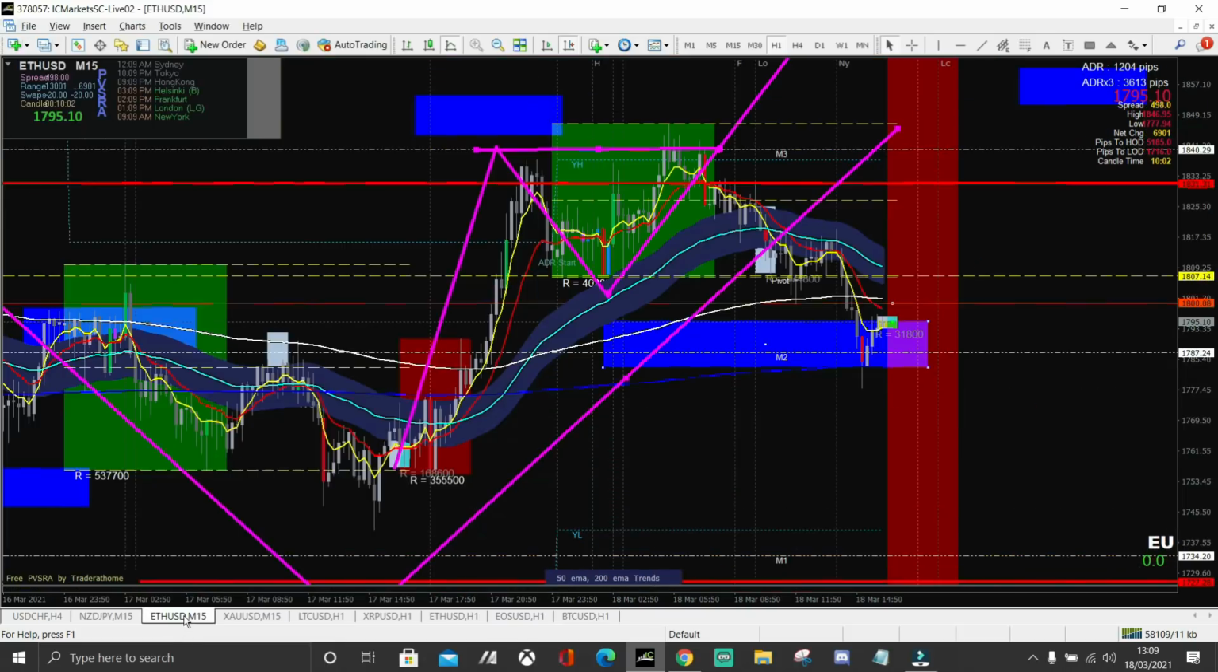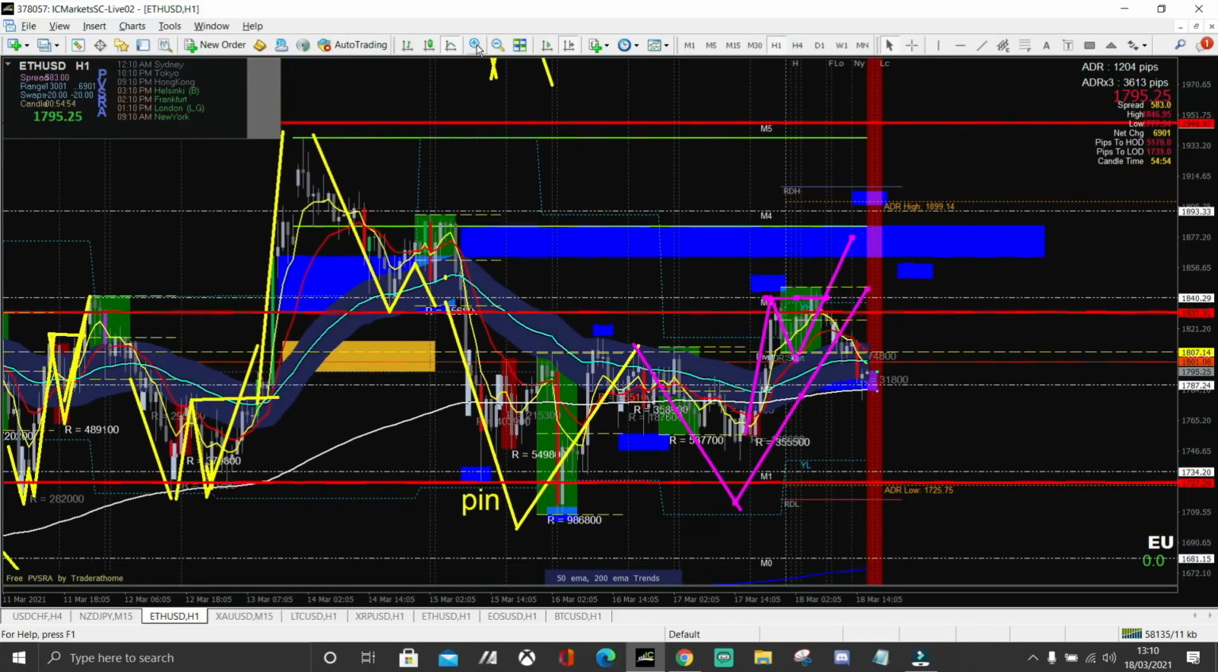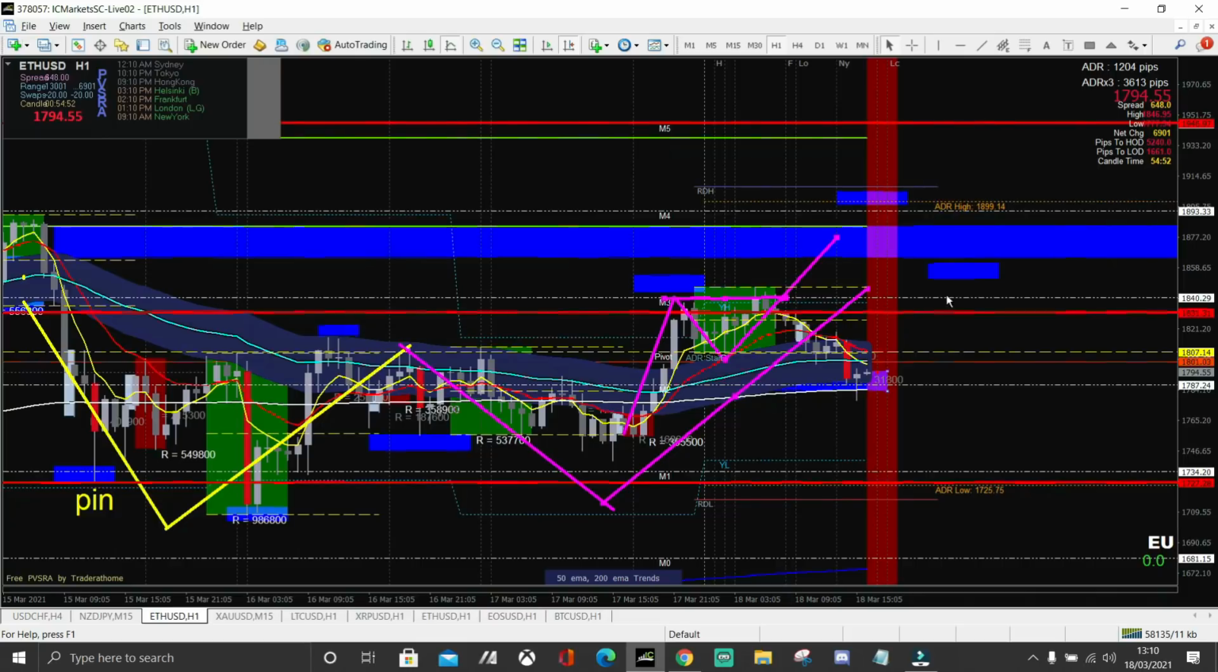Likewise, Ethereum. Ethereum's a little bit volatile. She's come back down on the 200-day moving average on the hourly and the 800-day EMA on the 15-minute time frame. Look. There it is.